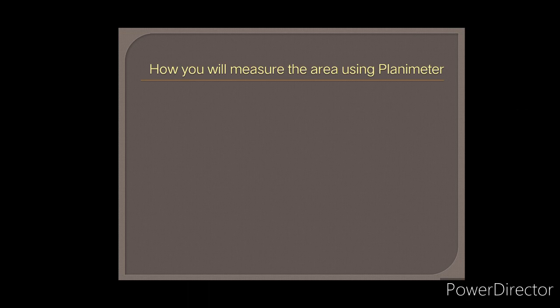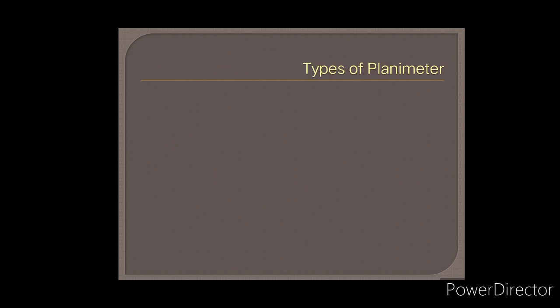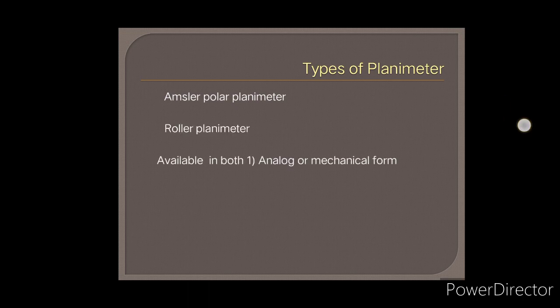The simple thing is the area of an irregular boundary can be measured by using the planimeter by simply tracing the boundary. Next, coming to the types of planimeters, you have the Amsler polar planimeter and the Roller planimeter. Both are available in analog or mechanical form, and digital or electronic form. Nowadays we are using electronic forms.